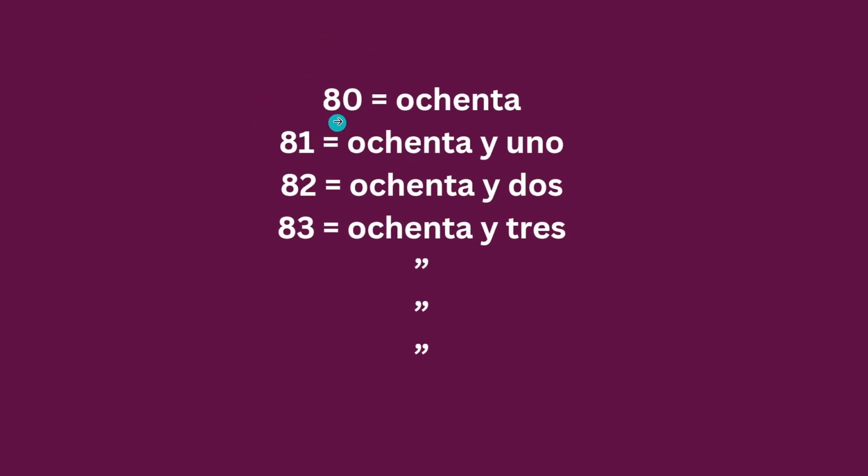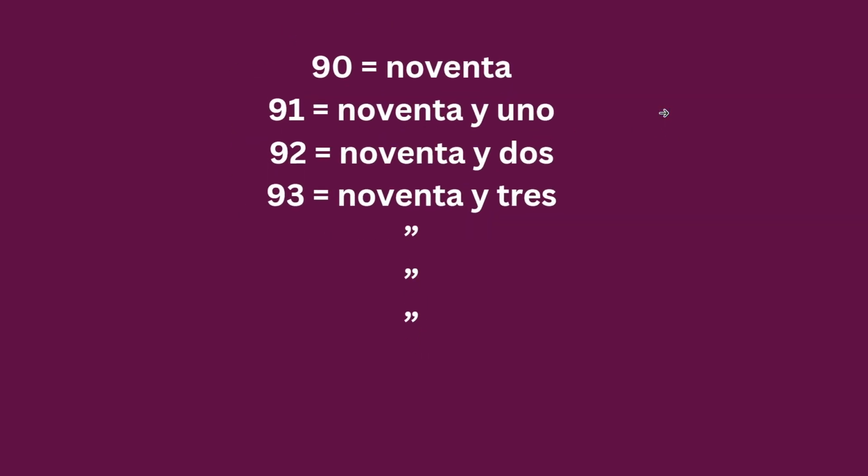We say 80 as ochenta. 81, 82, 83 till 89. After that 90 will come. How do we say 90 in Spanish? We say it as noventa. For 91, noventa y uno. For 92, noventa y dos. For 93, noventa y tres. It will continue till 99. After that 100 will come.